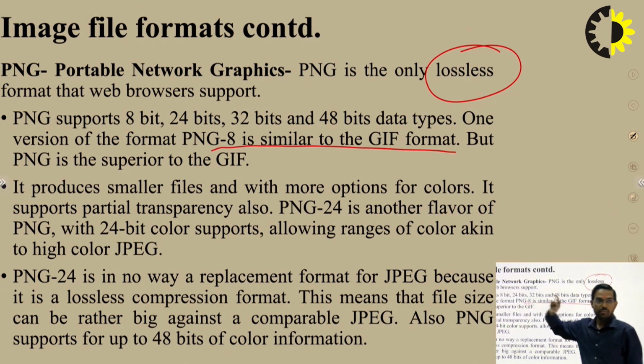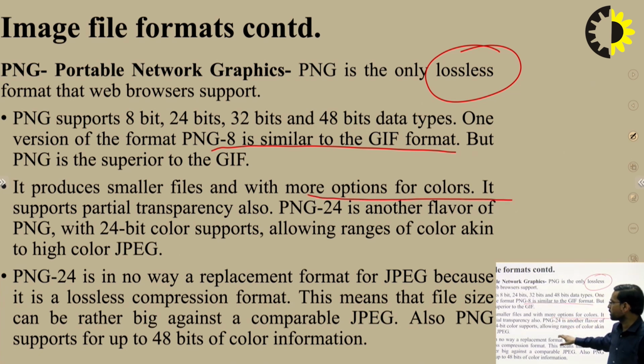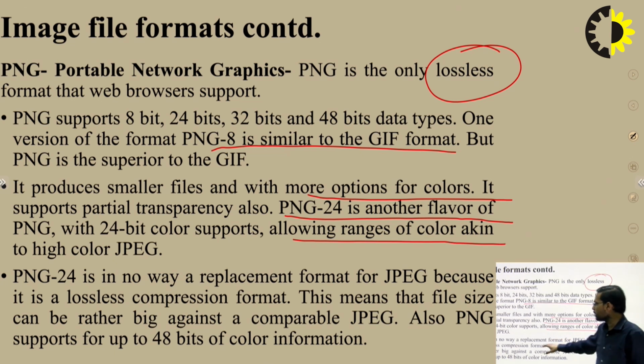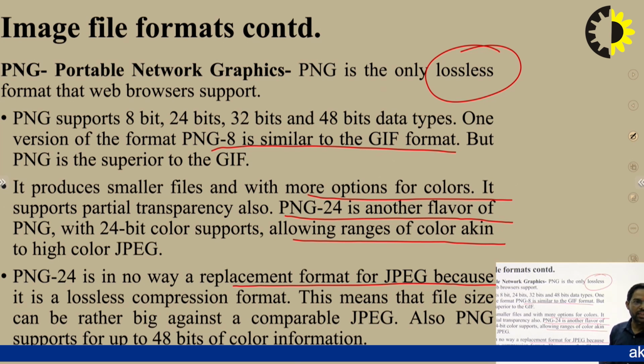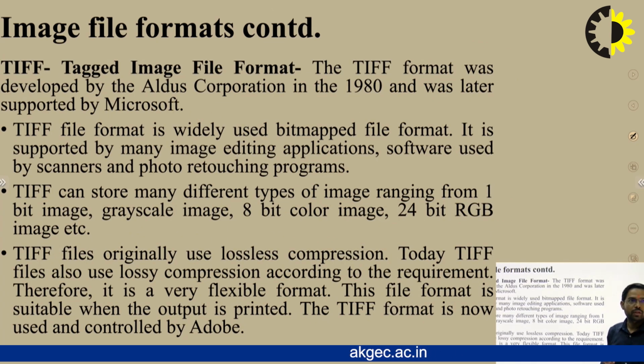PNG is superior to GIF, so it produces smaller files with more options for color. It supports partial transparency. PNG 24 is another flavor of PNG with 24-bit color support, allowing a range of color again like high color JPEG. PNG 24 is in no way a replacement format for JPEG because it is a lossless compression format. This means the file size can be rather big compared to a comparable JPEG. Also, PNG supports 48-bit color information.